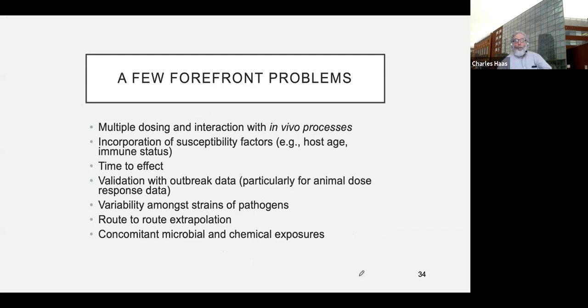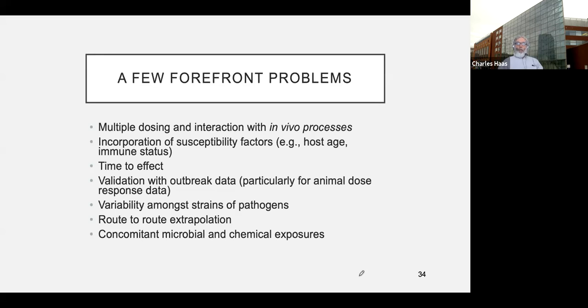Now, there are some interesting questions that really form a lot of what some of my graduate students have been working on. How do we describe multiple dosing and couple it with what happens within the host in vivo? How do we include susceptibility factors, host age, immune status? In the current pandemic, it appears that issues such as obesity, maybe hypertension, and so forth may influence susceptibility. How do we incorporate those? How do we incorporate time to adverse effect? And I'll talk about time to effect in a minute.